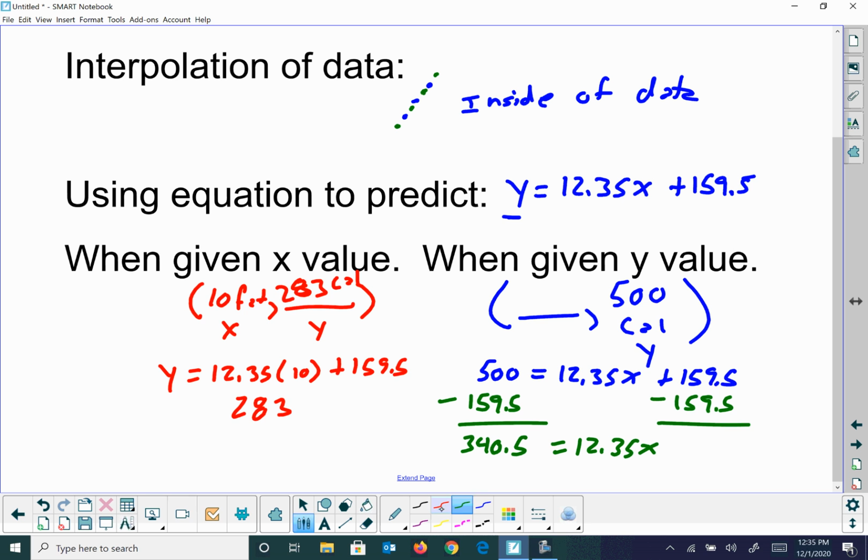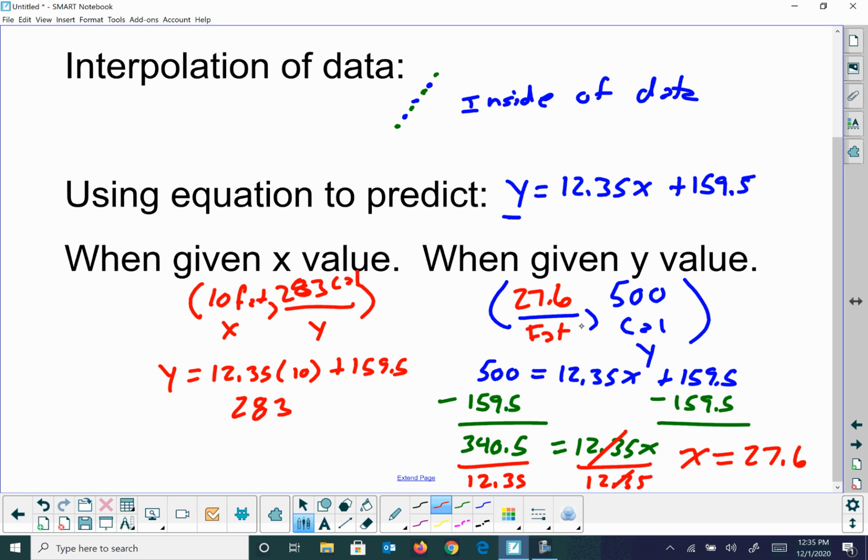How am I going to get x by itself? I'm going to divide each side by 12.35. So those cancel, and x equals 340.5 divided by 12.35, which comes out to roughly 27.6. So that means that if I had a 500-calorie meal, I would have 27.6 grams of fat in our meal.